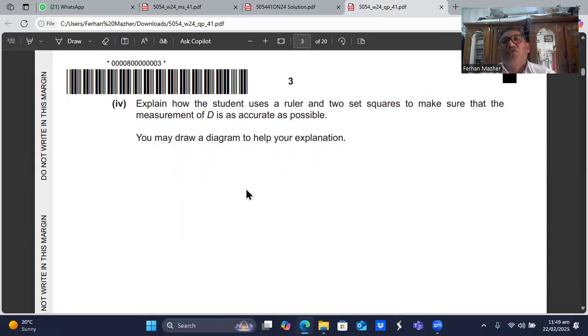So what you will do on your table, you will place 5 straws side by side, touching each other. And on both sides of those straws, you will place set squares, and you will place a ruler on the table, and you will measure the distance between the set squares. I will show you the diagram also.